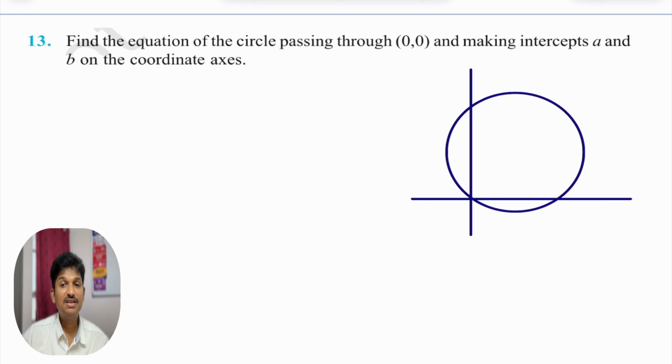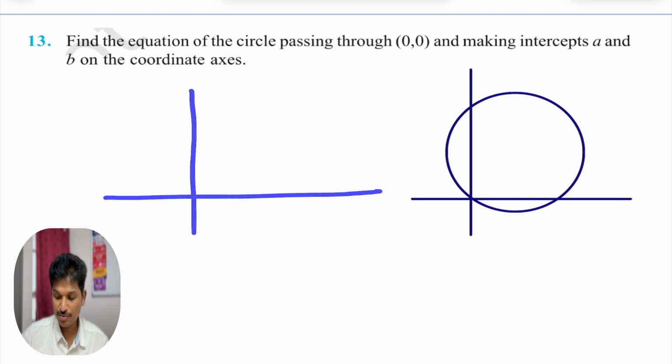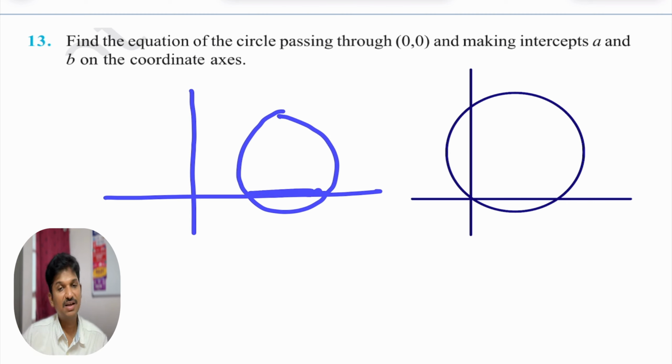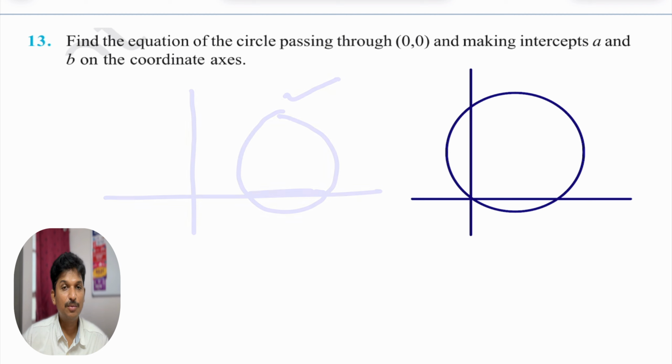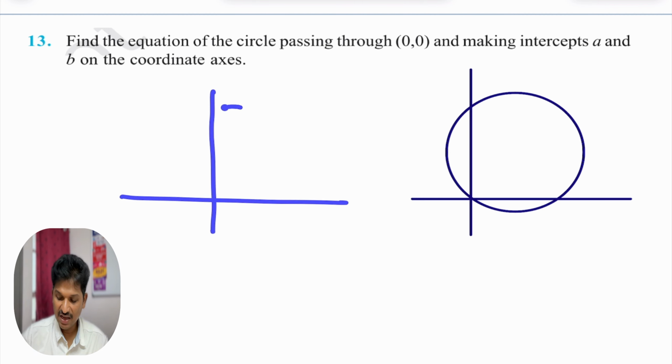What is x-intercept made by a circle? See, what is the definition of x-intercept? Suppose a circle is like this. This length is there, no? This length is the x-intercept made by a circle. This is called x-intercept. For this diagram, what is y-intercept? There is no y-intercept. Suppose the circle is like this. Then this length is there. That length is called y-intercept.